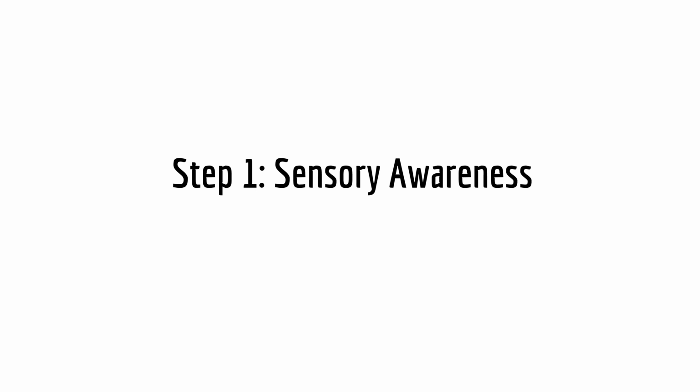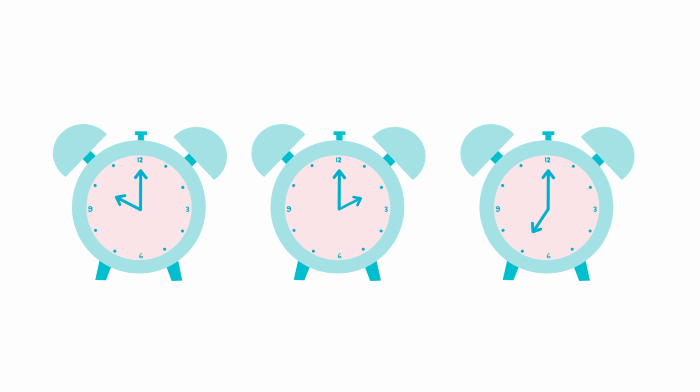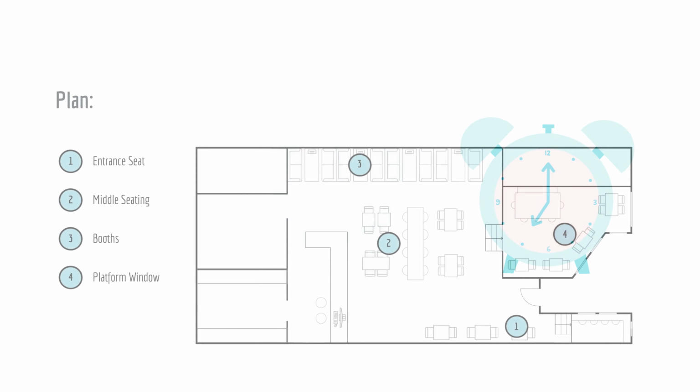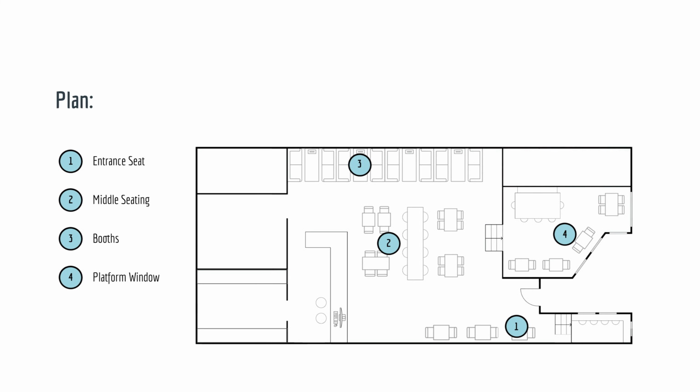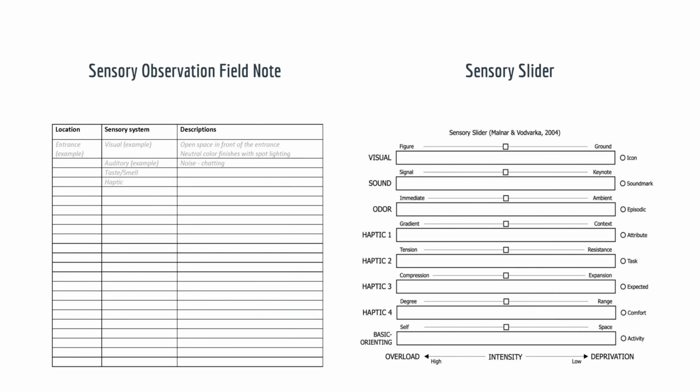Step 1. Sensory awareness. This step involves developing an understanding of the sensory aspects related to the design problem or project. 3 other designers and I conducted visits to the cafe at 3 different times of the day. We divided the space into 4 distinct areas. Each of us documented our sensory perceptions on 2 separate papers.